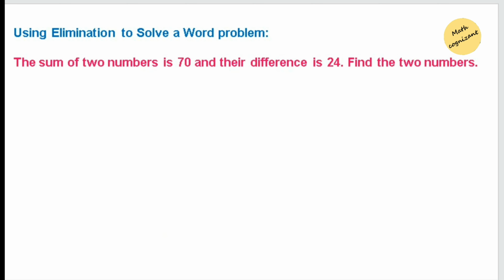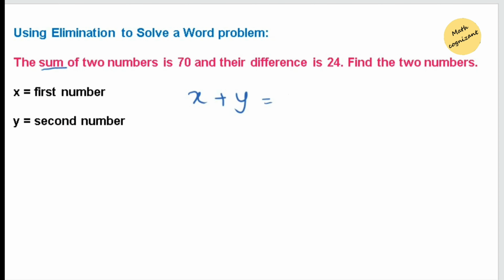Next, we have one problem-solving example. Such types of questions you always come across. The question says that the sum of two numbers is 70 and the difference is 24. Find the two numbers. So let's take the two numbers as x and y. To write down the sum as 70, we have to write it as x plus y equals 70. And the difference is given as 24. So x minus y equals 24. These two become the equations.